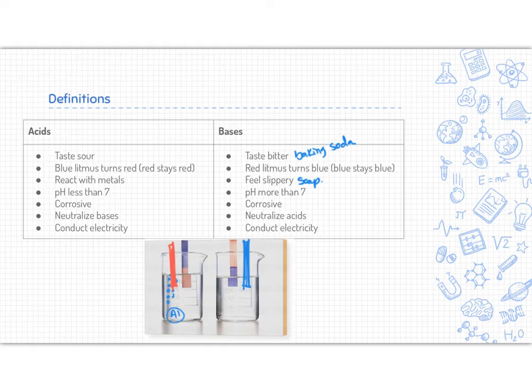Bases have a pH more than 7. They are corrosive. They neutralize acids. Obviously, when we add an acid to a base, it becomes closer to 7, and they will conduct electricity as well.